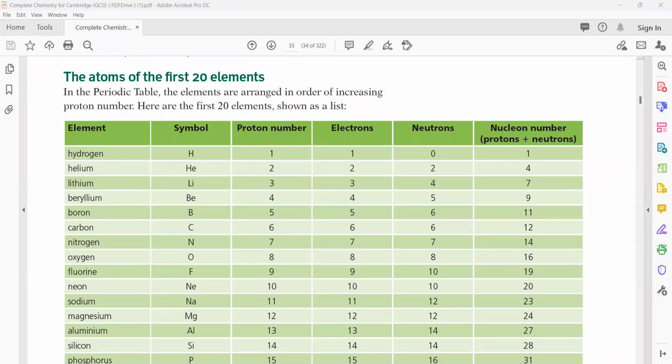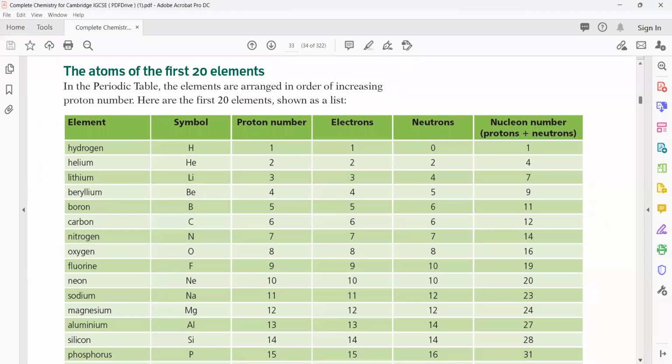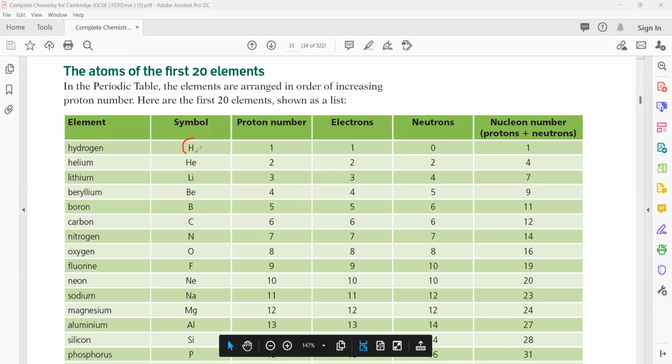Here you can see that the first element is hydrogen. In the periodic table, hydrogen is also the first element. That will also help you understand more about the periodic table. The symbol of the hydrogen element is H, a capital H, as written in front of you.